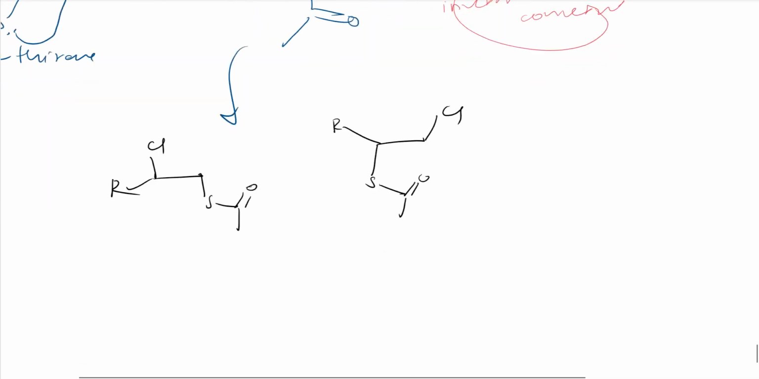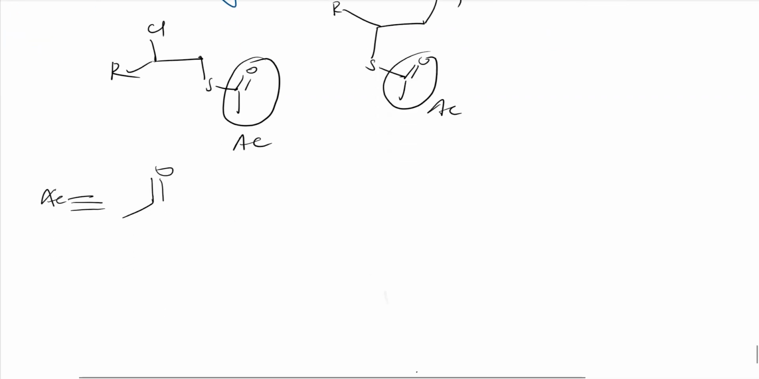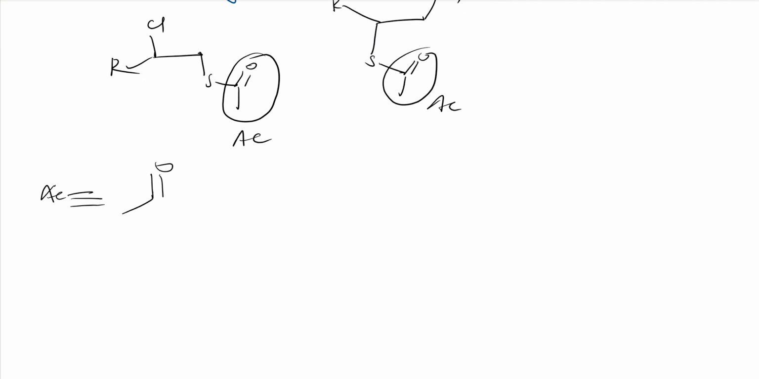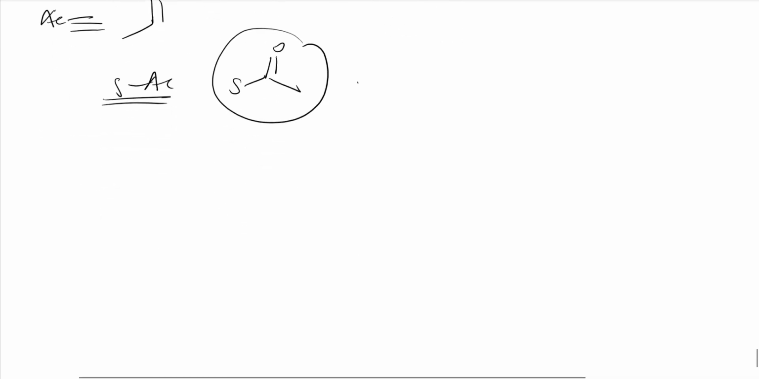So S, COCH3, instead of writing all these things, I have told just simply write SAc. So Ac means acetyl group. See here, Ac stands for the CH3CO group, right? Shortcut, we call it Ac. So if we write SAc, it is understood that the SCOCH3 group is there. Hope you got it, right?